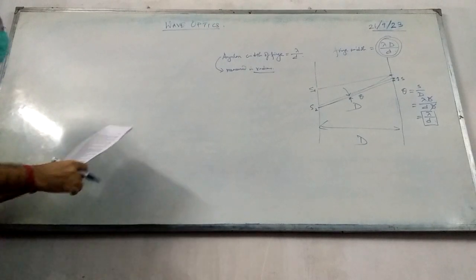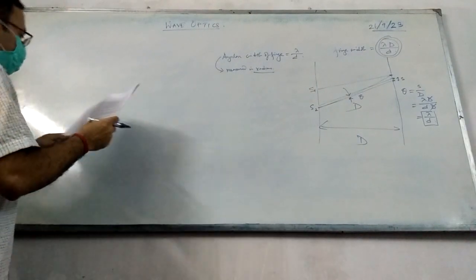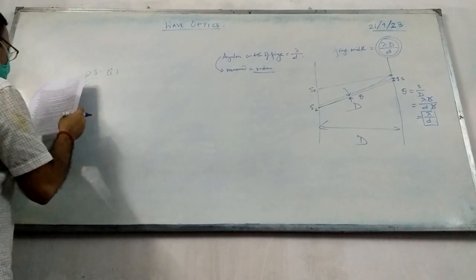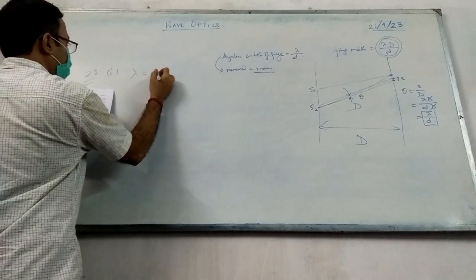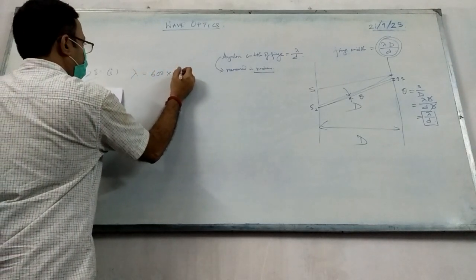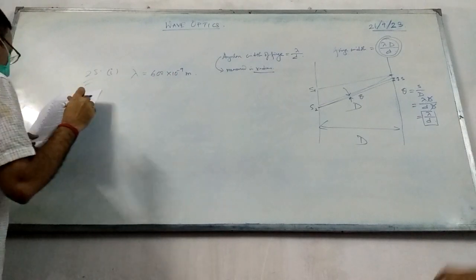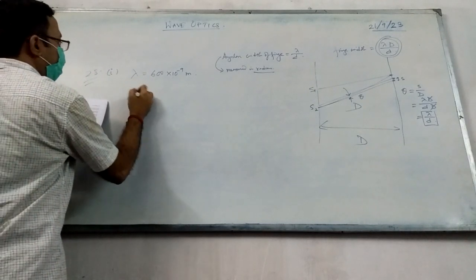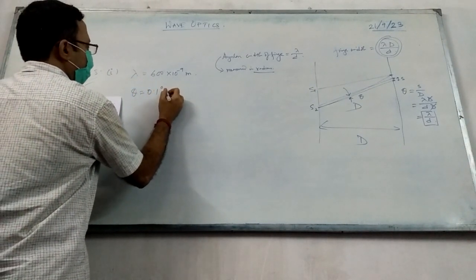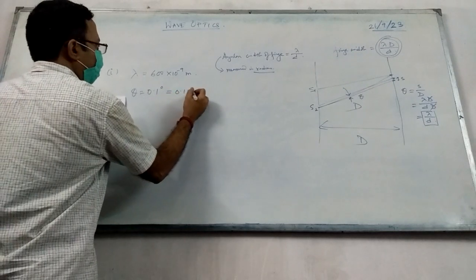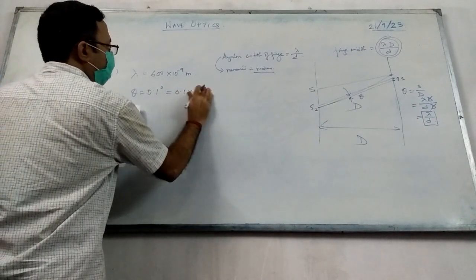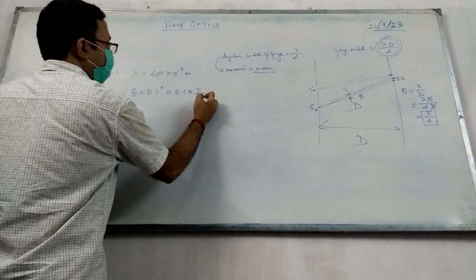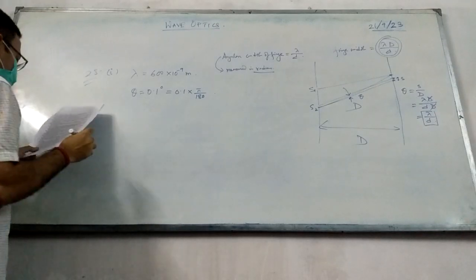Now, if this is the angular width of the fringe, then question number 28. 28 क्या बोल रहा है? It says that in a double slit experiment using light of wavelength 600 nanometer, so wavelength equal to 600 nanometer, that is 10 to the power minus 9 meter. The angular width of the fringe formed on a distant screen is 0.1 degree. So theta equal to 0.1 degree, which is equal to 0.1 into pi by 180 आता है ना? Right. So this will be theta, all right?